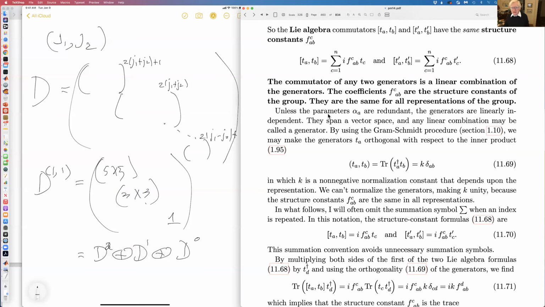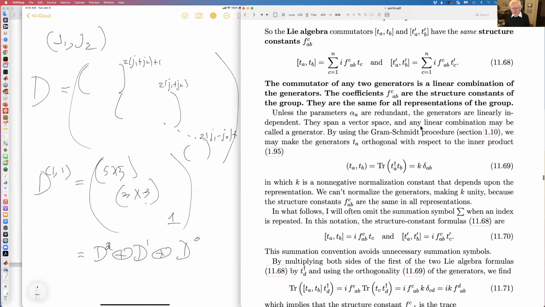Now, unless the parameters are redundant, and of course we would not want to have redundant parameters, that would be just stupid, the generators are linearly independent, and they span a vector space. Remember, a vector space is just a set of things that can be added together and can be multiplied by numbers. And so these are matrices, obviously. They can be added together, multiplied by numbers, so they form a vector space. Any linear combination can be called a generator.